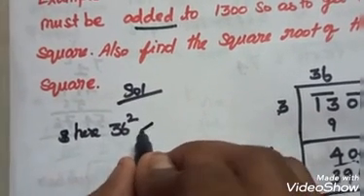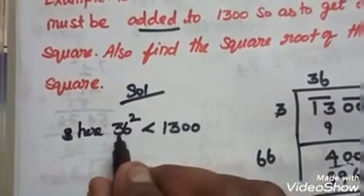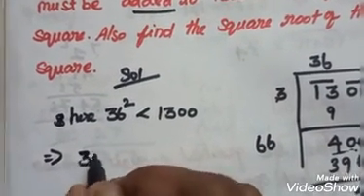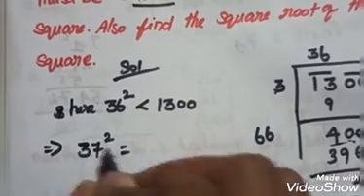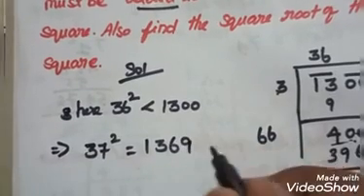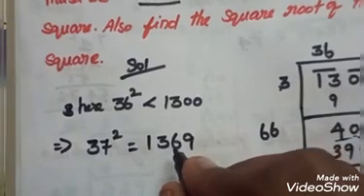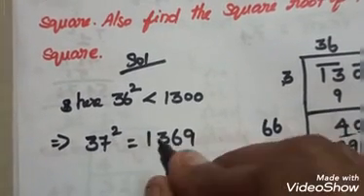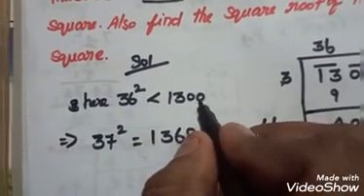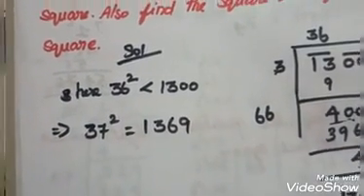36 square is less than 1300 because we have a remainder. 36 square is less than 1300. Which implies that 37 square is equal to, what is 37 square? 1369. So this is 37 square. Now you can see 36 square is less than 1300, but 37 square is 1369. So what we have to do?